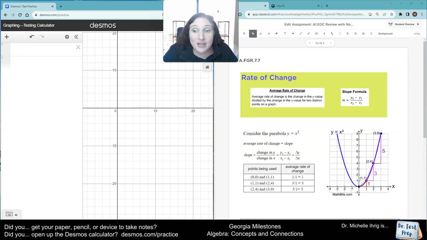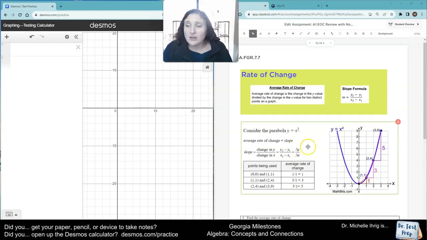You're going to use the average rate of change, and this is right from the formula sheet. The average rate of change is the change in the y value divided by the change in the x value of two distinct points on a graph. They literally tell you that. They also give you the slope formula if you want to use it. It's the same thing. Average rate of change is just a fancy way of saying slope between 2 points.